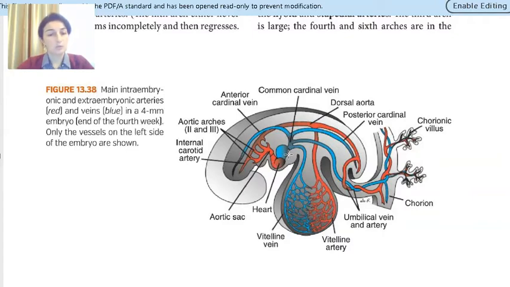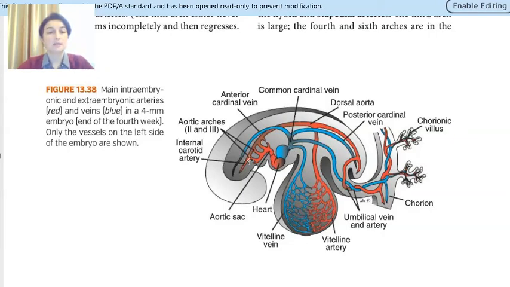To the sinus venosus come veins. Which veins do we have in the embryo? First of all, these are vitelline veins, which come from the yolk sac. Then we have the common cardinal vein, which carries blood from the body of the embryo, and it has posterior and anterior branches. Then we have umbilical veins. So umbilical veins also carry blood into the sinus venosus.